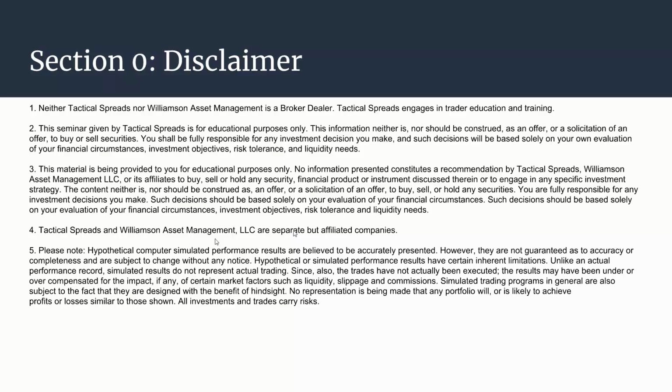Tactical Spreads, as Matt mentioned, engages in trader education and training. The seminar is for educational purposes only. None of the information presented herein should be construed as an offer or solicitation to buy or sell securities. It's for educational purposes only, et cetera, et cetera. So please read through the slides and disclaimers that my compliance team insists that I put on these things. So make sure you're aware of all this.